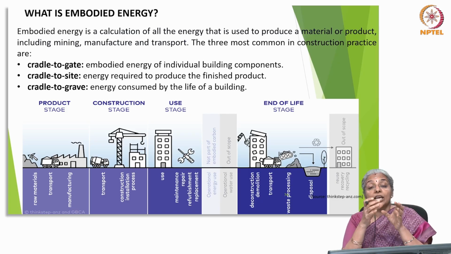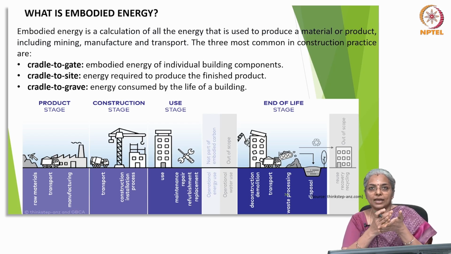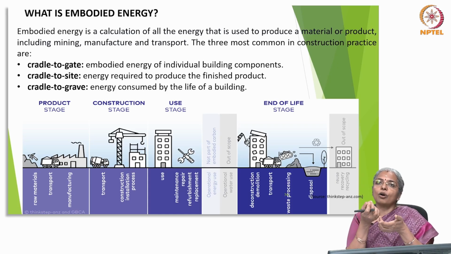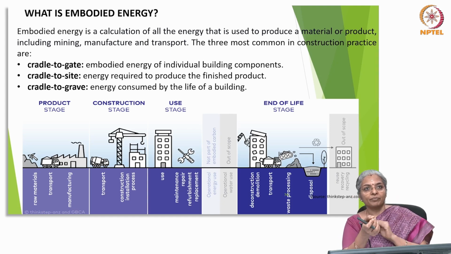For example, if you replace a very normal tap with a high-end tap in order to curb a leak, your recurring embodied energy is going to be very high. Whereas, if you just change the washer or whichever part of the tap is responsible for the leak, then your recurring embodied energy can be much less.